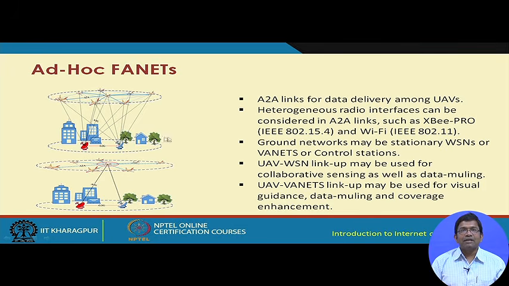So, we have different types of links. We have the air to air links for data delivery among the UAVs. Then we have heterogeneous radio interfaces in the A2A links, using Zigbee Pro following the 802.15.4 standard or using the Wi-Fi 802.11 standard. The ground networks may be stationary sensor networks or VANETs or control stations, and the UAV-WSN link-up may be used for collaborative sensing as well as data mulling.